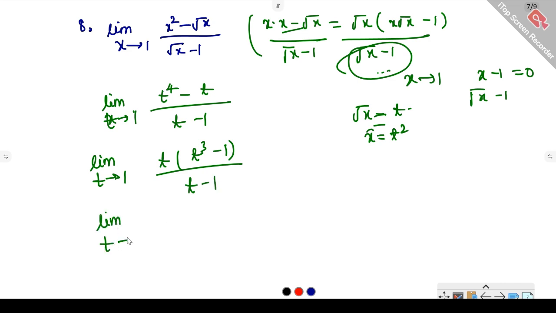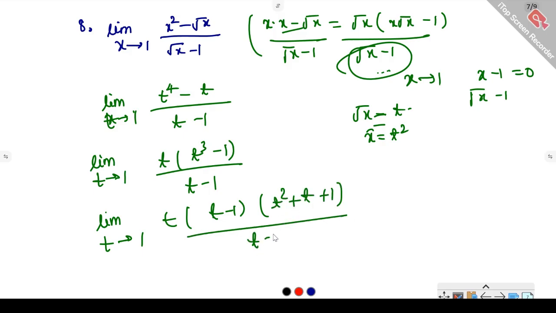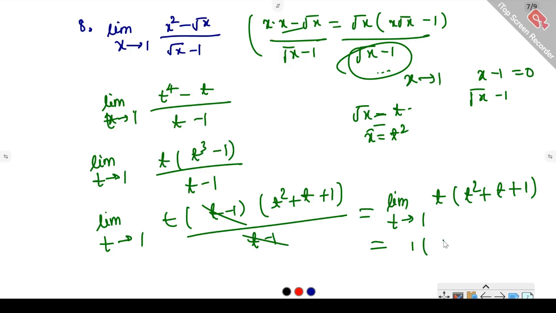Again we can write this as limit t tends to 1, t times t minus 1 times t square plus t plus 1 over t minus 1. So this t minus 1 gets cancelled, and now we have obtained a simple limit: t times t square plus t plus 1. If we put t equal to 1, we get the answer directly. The answer is 1 into 3, which is 3.